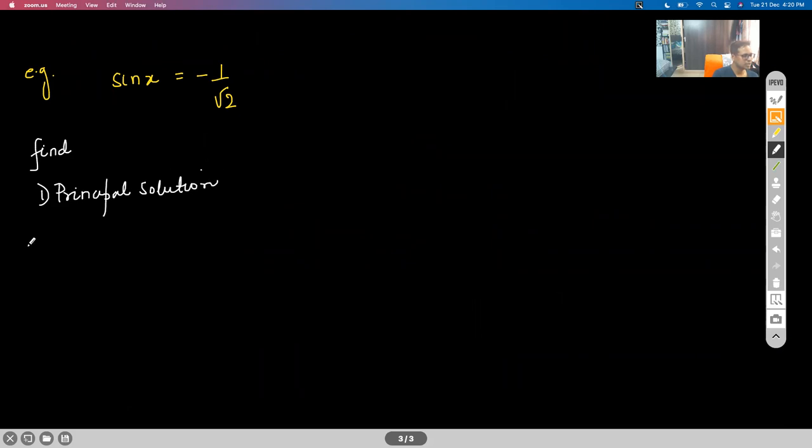Let's target another example. Sine x is equal to minus 1 by root 2. Now my question to you is, for this, let us find number one, the principal solution, and number two, the general solution. So one more exercise similar to the type one question, or the first type of question.